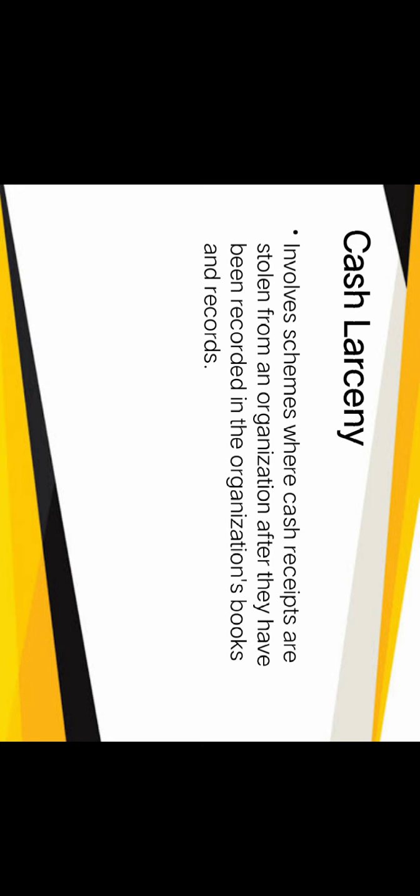Next is cash larceny. It involves schemes where cash receipts are stolen from an organization after they have been recorded in the organization's books and records. So, ito naman, kabaliktaran siya ng skimming. Ninanakaw nila yung cash or assets na nakarecord na sa books of accounts. So, this fraud is done by an employee without the consent or knowledge of the employer.